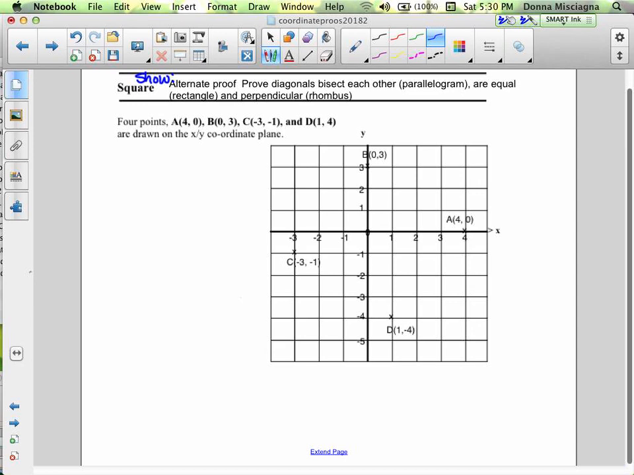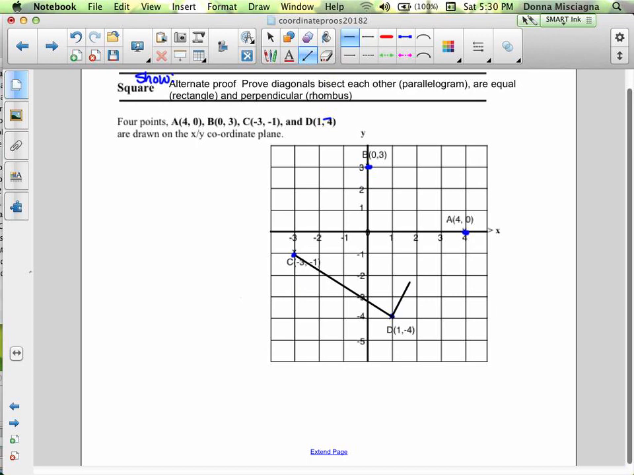So (4, 0) is A. (0, 3) is B. I already have it written on here. C is (-3, -1), and D is (1, -4). That negative is missing. If it were (1, 4), that would not be a square or fit on this coordinate plane. All right, so I am going to use a line tool here because that is by no means straight. So I'm just going to connect the points. You do the same thing.